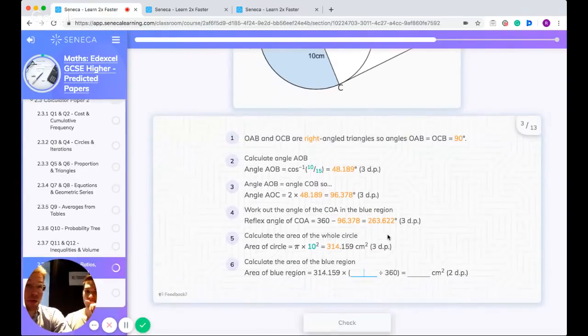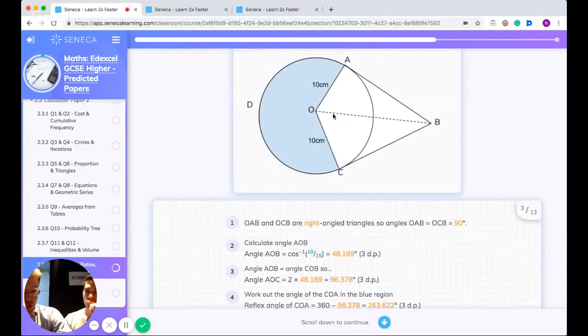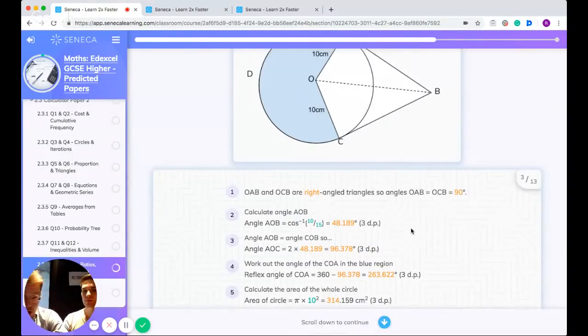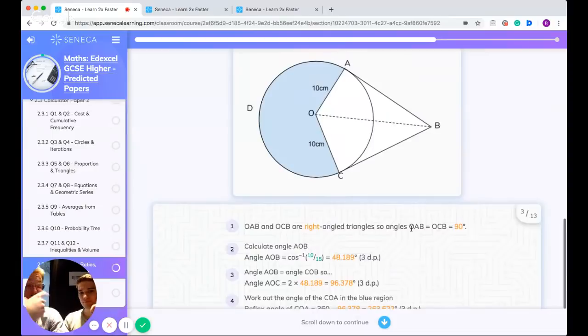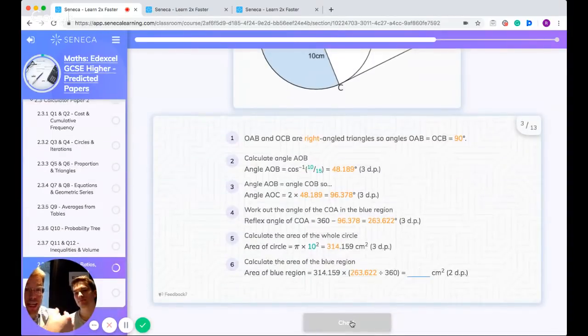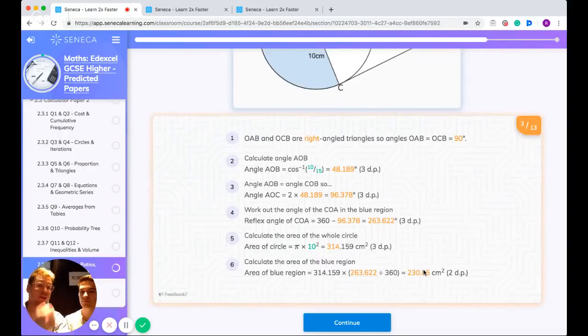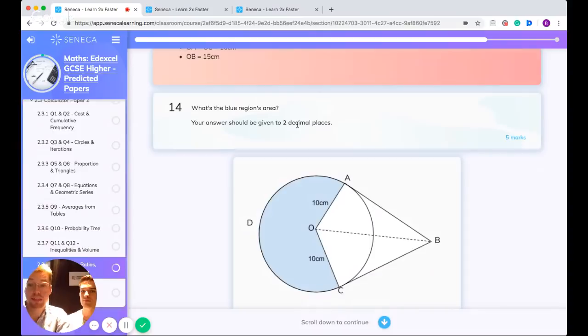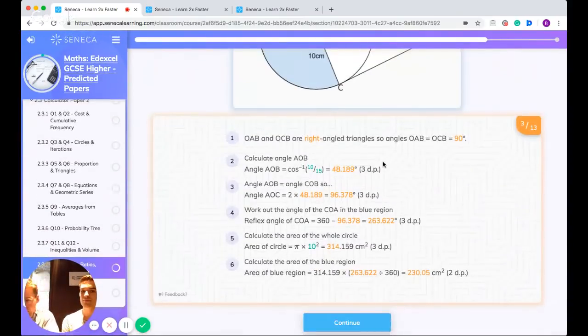So we need to do the area of the blue region. What we do here is take the total area times the fraction of the circle that we care about. That reflex angle is what we want, 263.622. We divide that by 360, times it by the area, and we get 230.05. Remember, 2 decimal places, always double check that. And we have our area of the blue region.